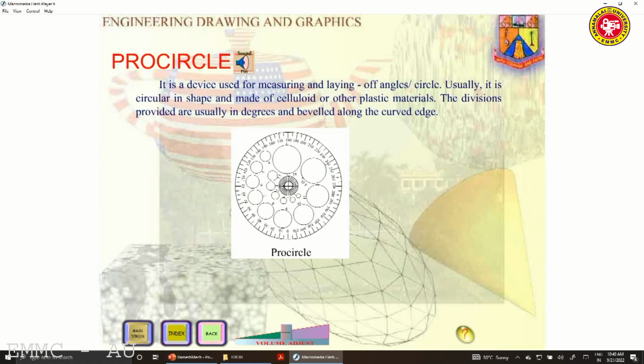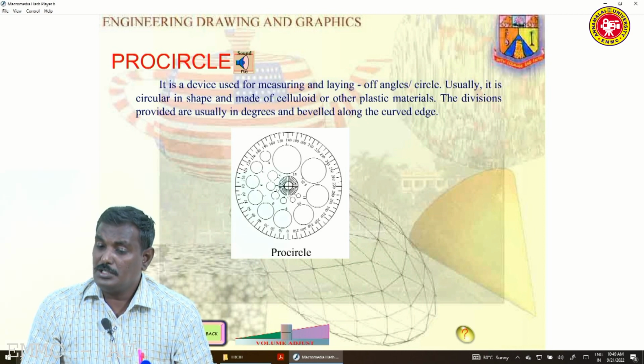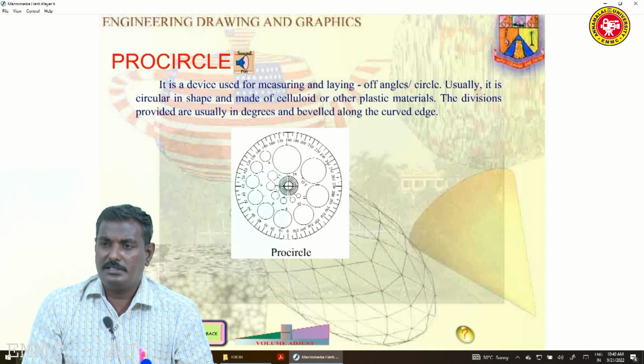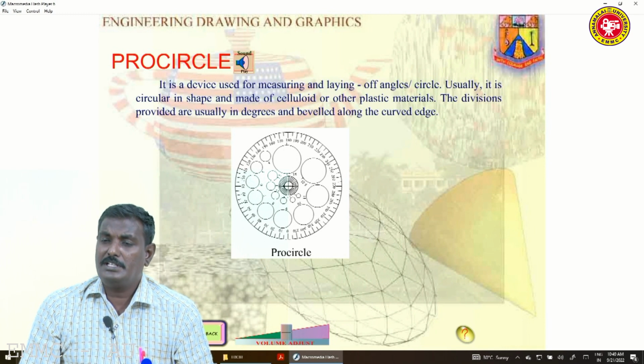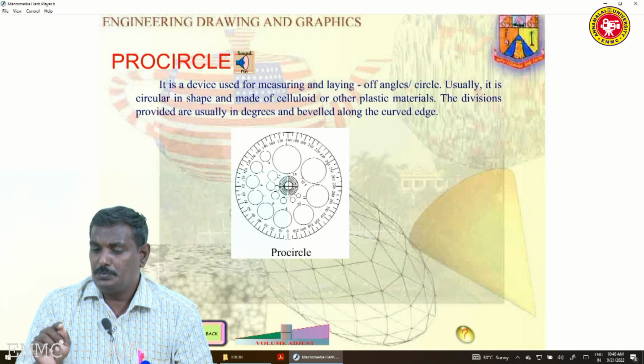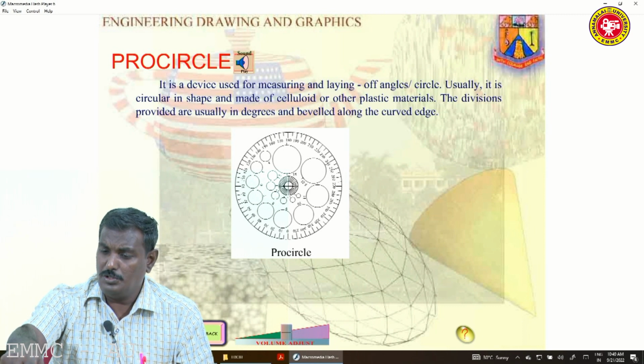Try to look at this pro circle, because we have a lot of holes. It not only has the division of angles; it starts from 0 degree to 360 degree, which again comes to 0 degree. That is called a pro circle. But in this pro circle we have a lot of holes. Try to look inside; there are different numbered holes.